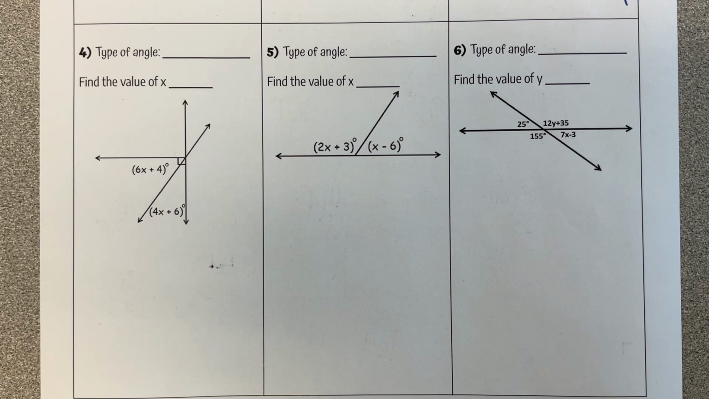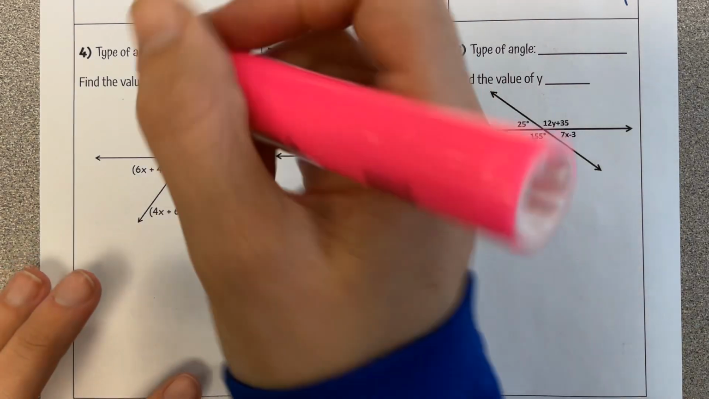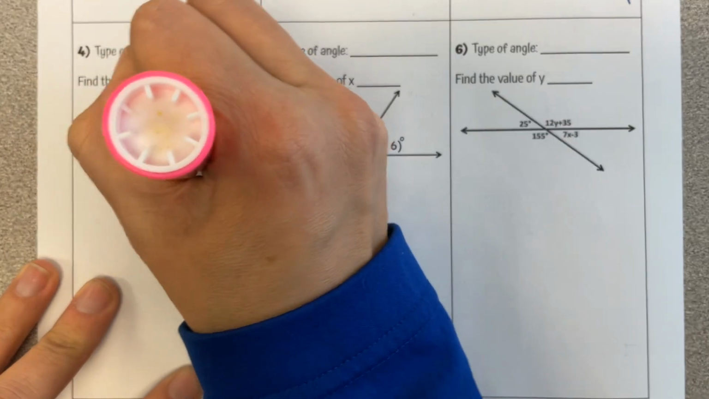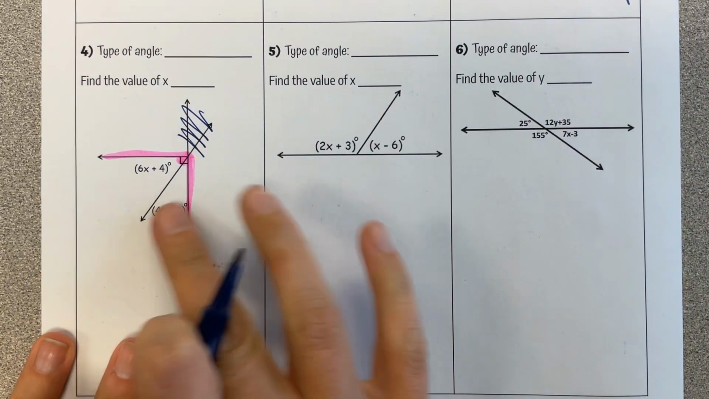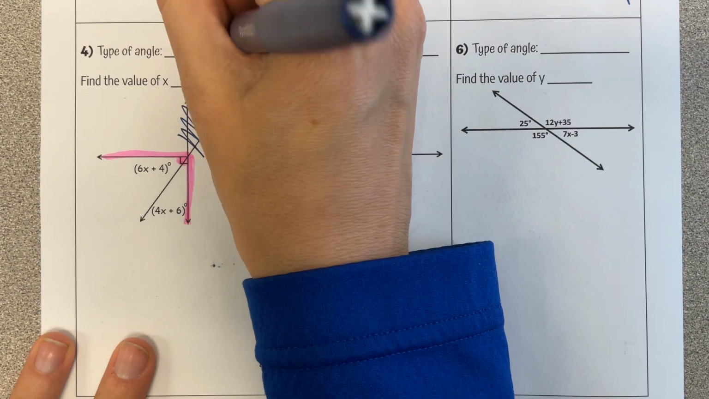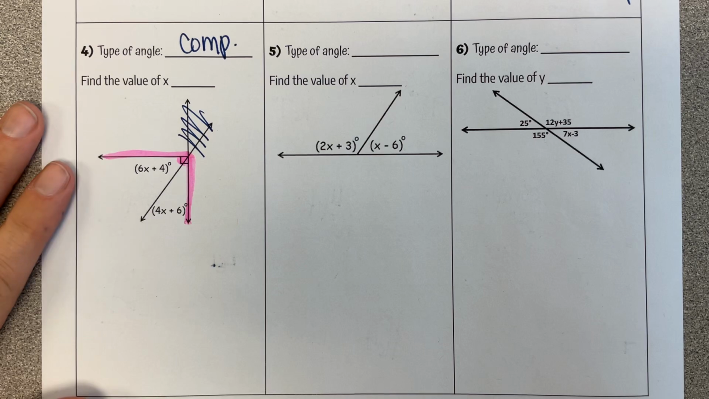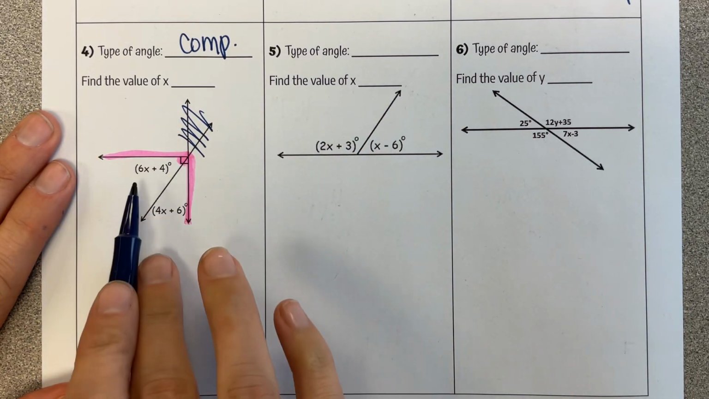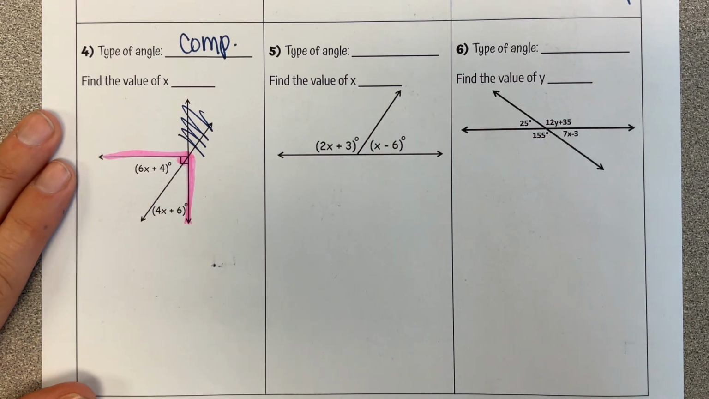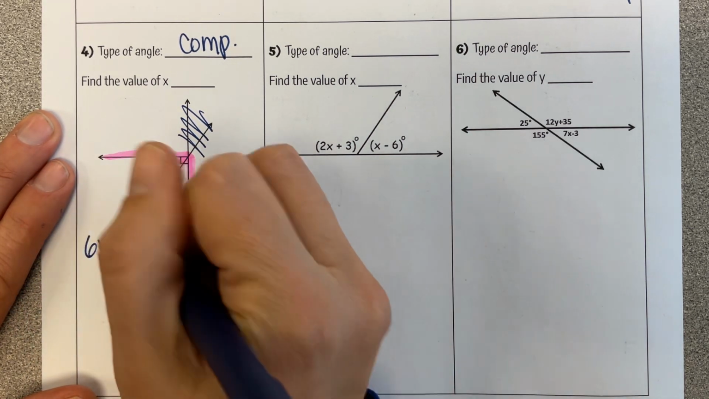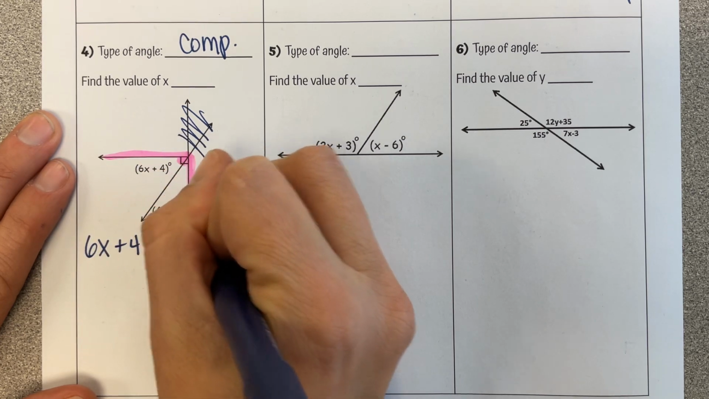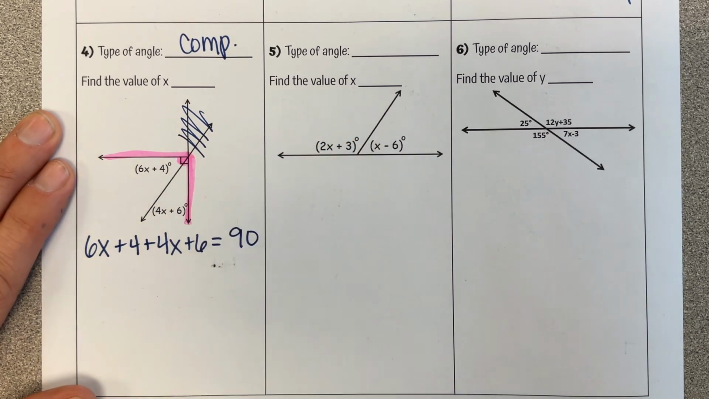Number 4, type of angle. We've got a lot of angles here, but specifically the two that have information on them form that 90-degree angle. That means this is kind of extra information. These two are complementary. They add to 90 degrees. So I'm going to set up an equation. 6x plus 4 plus 4x plus 6 is equal to 90.